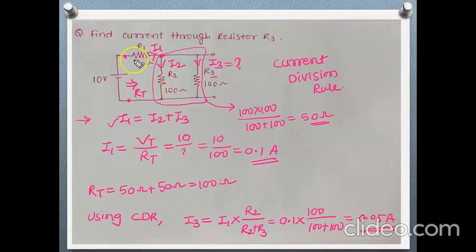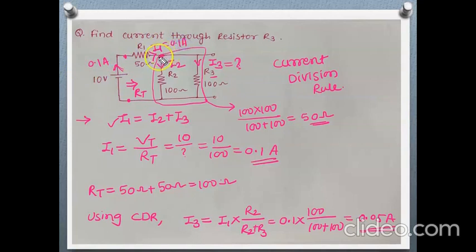Then this 50 and this 50 are connected in series, so the total resistance of the circuit will be 100. 50 plus 50 is 100. So the total current flowing through this circuit is total voltage divided by total resistance. 10 divided by 100 is 0.1, so 0.1 ampere is here, and the same 0.1 is here.